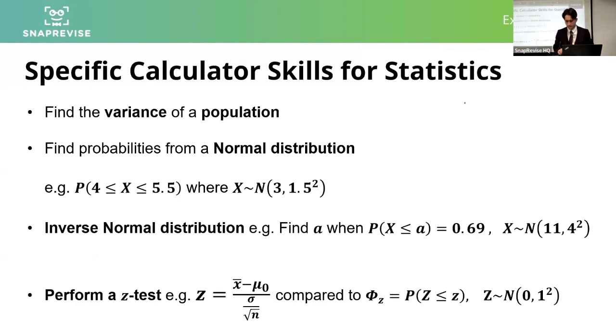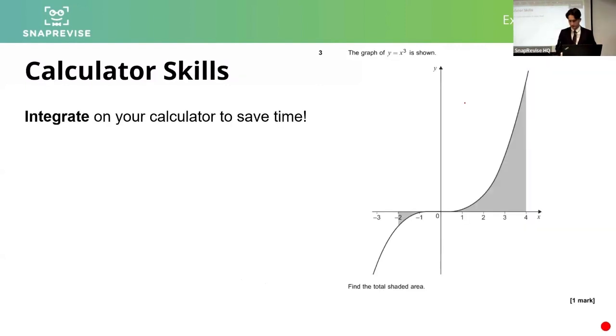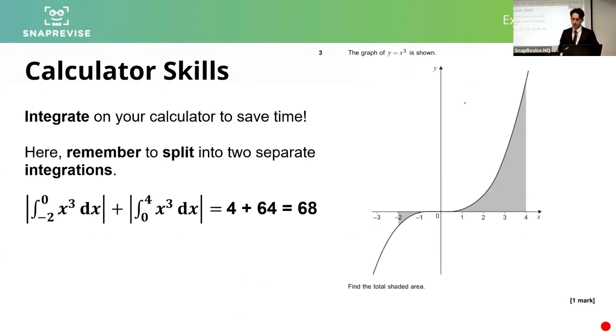Good. So a few more calculator skills then, if we look at this question here. Integrate on your calculator to save time. We do need to know, though, that we've got to be really careful with a question like this. So notice that it is only 1 mark, but what we would have to do is do this as separate integrals on the calculator. So think about why, because the question might not guide us through. It says find the total shaded area. It doesn't say find the integral just between -2 and 4.